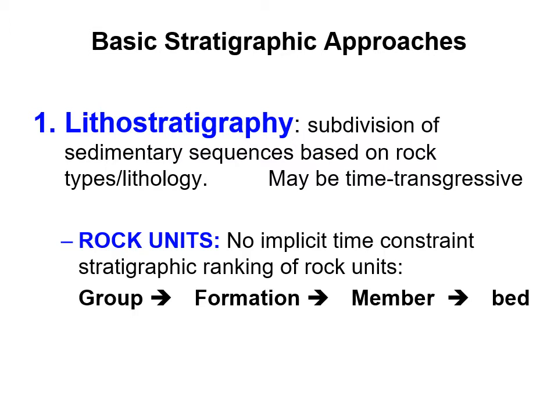A formation can be grouped into, well, groups, or a formation can be broken down into members, and members can be broken down into beds. For example, the Jurassic Morrison Formation has members such as the Brushy Basin member, the Tidwell member, the Salt Wash member. And each of those members can then be broken down into individual beds, whether it's a sandstone bed or a limestone bed, and so on.